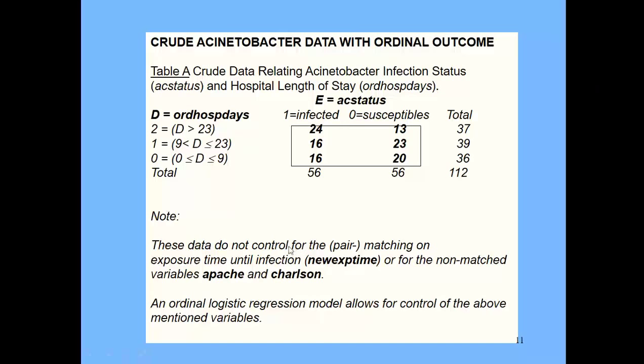Now, these data don't control for the matching, and they don't control for the Apache or Charlson. And again, an ordinal logistic regression model allowed for this control as long as we did what we did about the matching, keeping the number of matching categories small. Are you with me with this? I haven't done anything fancy. I haven't shown you what the model looks like. I'm just telling you what the problem was. I don't know if you're with me on this, but this is the easy part.